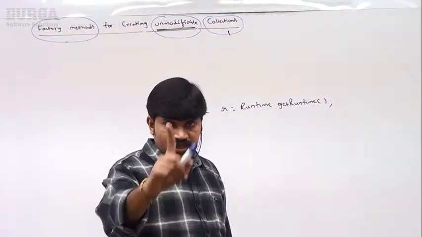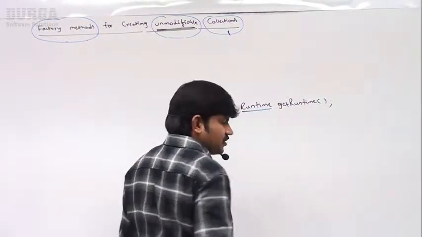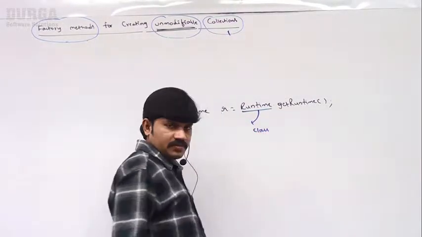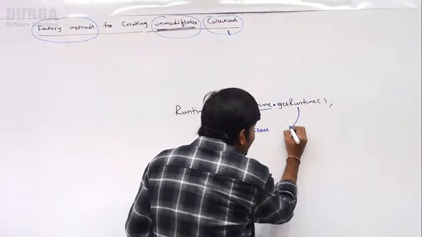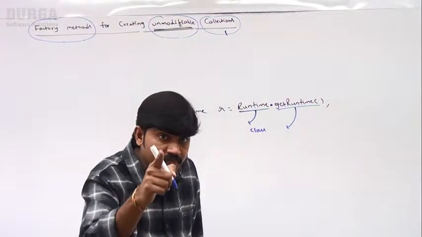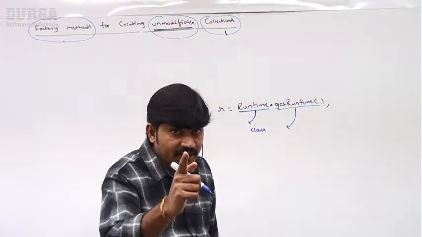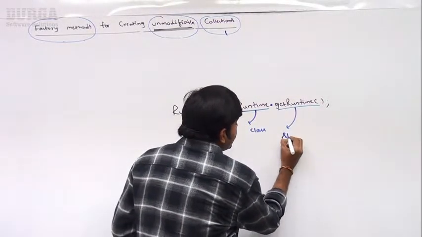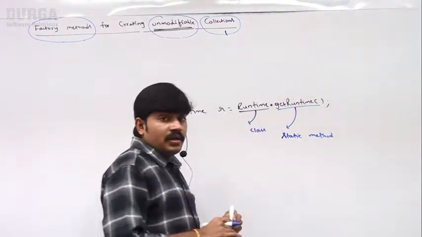Runtime.getRuntime(). Point number 1: what is Runtime? Runtime is a class. What is getRuntime? getRuntime is a method. Is it a static method or instance method? Static, because by using the class name we are calling the method. Sir, it is a static method.